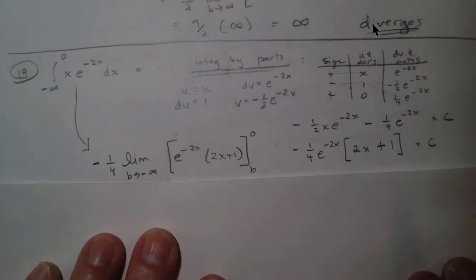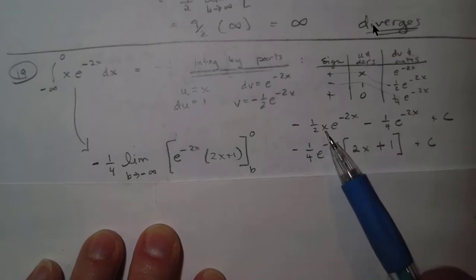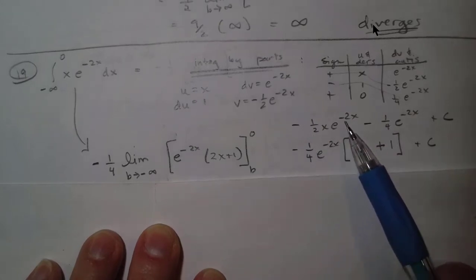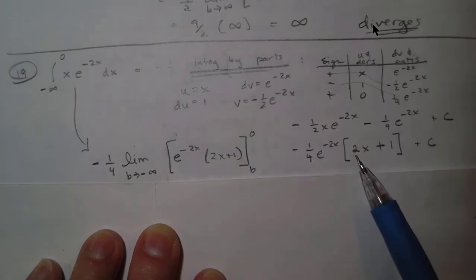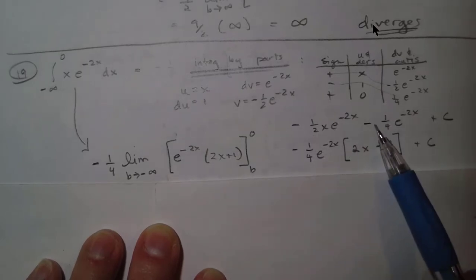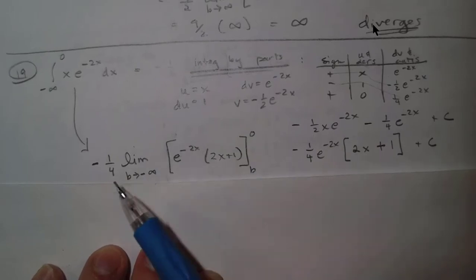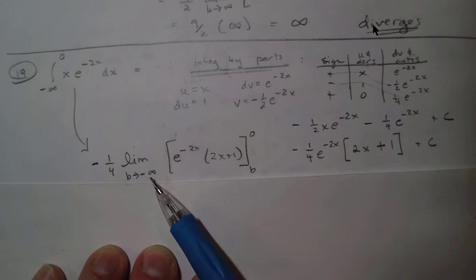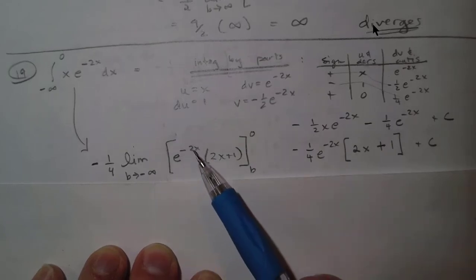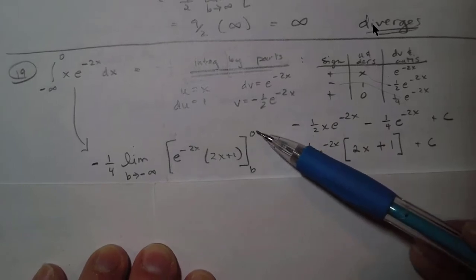And you will notice I did a little bit of creative algebra here. I looked at these two terms and recognized I could factor out a negative 1/4 e to the negative 2x. When I factor that out, that leaves a positive 2x here and a plus 1 here. So this is my antiderivative. So here we have the negative 1/4 is here. Limit as b goes to negative infinity, e to the negative 2x times 2x plus 1 from b to 0.